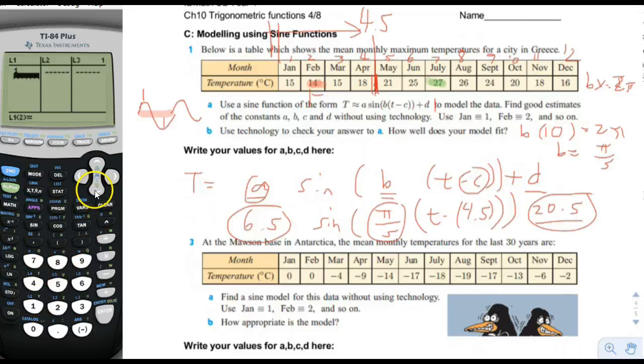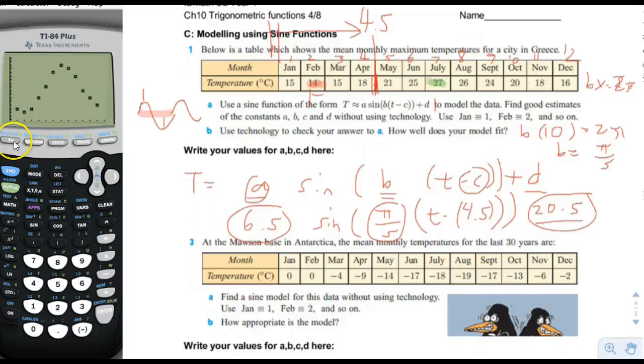We're going to put the numbers 1 through 12, right? And I'm not going to make you watch me do that because that's really boring. In the L1 column, I typed in the x values 1 through 12. In the L2 column, I've typed in the temperature values, starting with 15, 14, 15, going all the way to 16. And then I'm going to graph these, and I've already set up stat plot so that it's going to graph it. I don't see anything, so I'm going to do zoom, and then zoom stat. Hopefully we'll see something now. There we go. It looks like a sine wave.